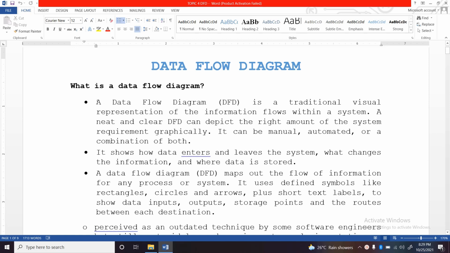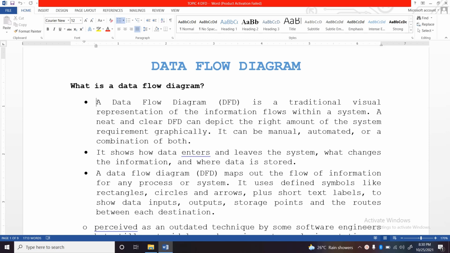It says here that a data flow diagram is a traditional visual representation of the information flows within a particular system. Basically, a data flow diagram has a similarity with the entity relationship diagram, but you have to understand this, that the data flow diagram uses the entity relationship diagram as its basis.